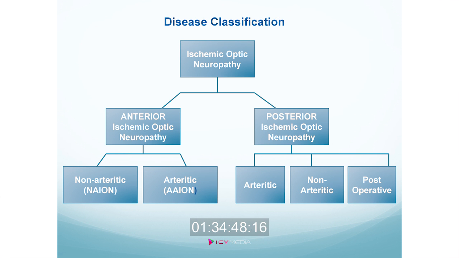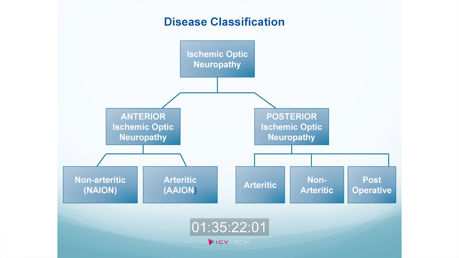The disease classification is broad, and each one has a different pathophysiology and presents in a different way. But just to give you a quick schematic, we have the anterior types and we have the posterior types. The anterior types can be broken into the non-arteritic and the arteritic. And again, for purposes of this presentation, we're going to discuss the non-arteritic. And then the posterior side, which is again arteritic, non-arteritic, and post-surgical.